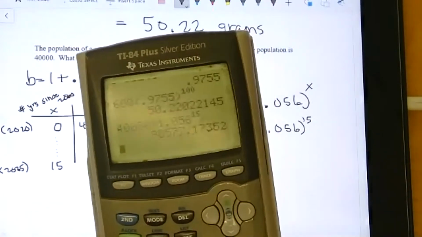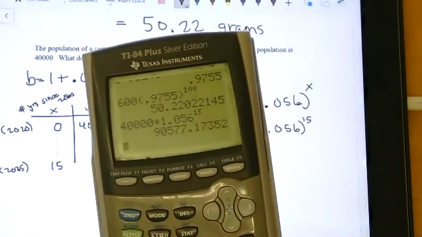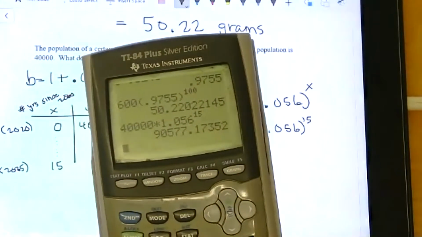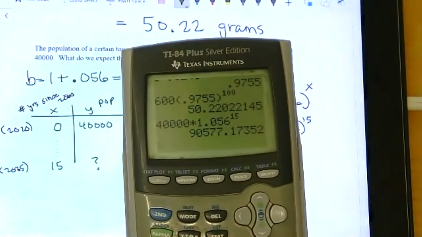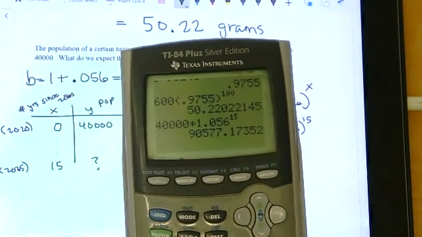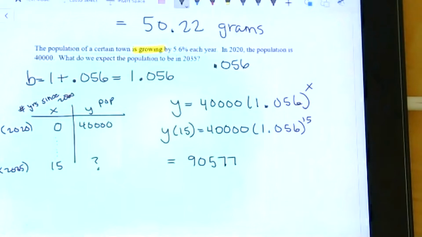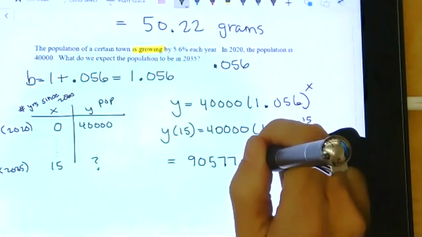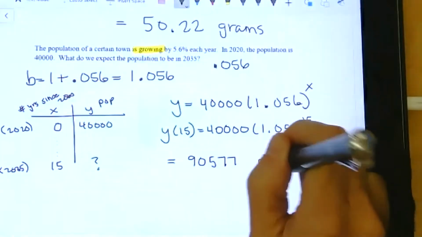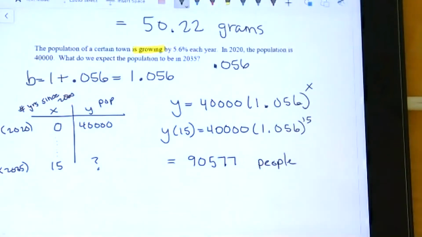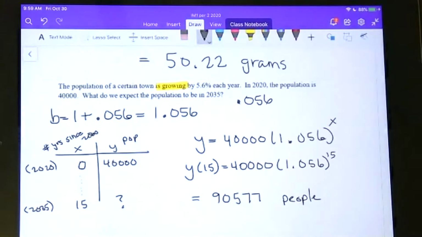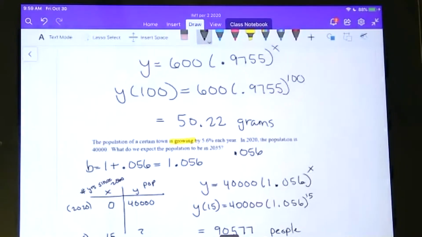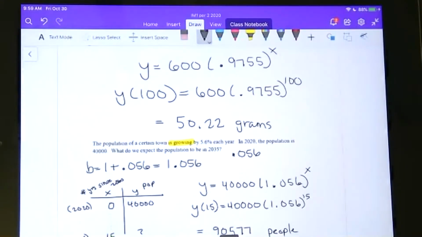Okay. This is what I got on my calculator, 90,577.17. But since this is population, I'm just going to round to the nearest whole number because you can't have 0.7 people. So my population is measured in people. So I estimate that in the year 2035, this town would have 90,577 people.